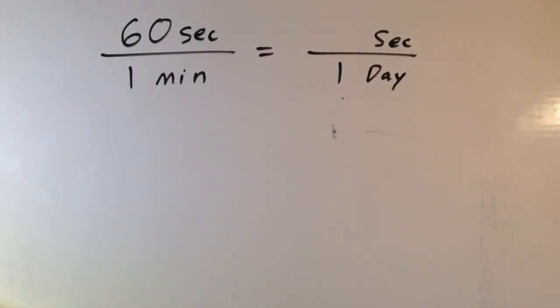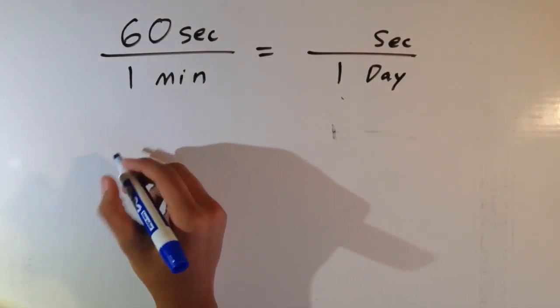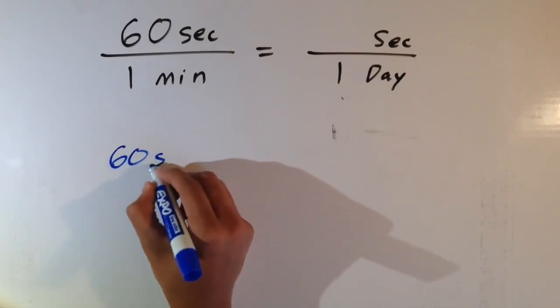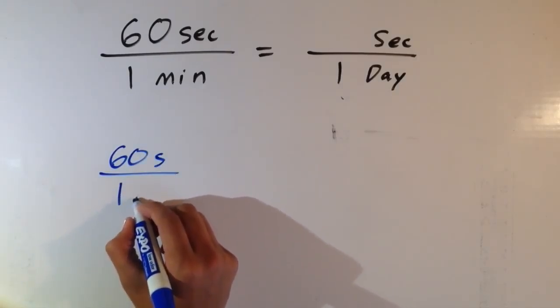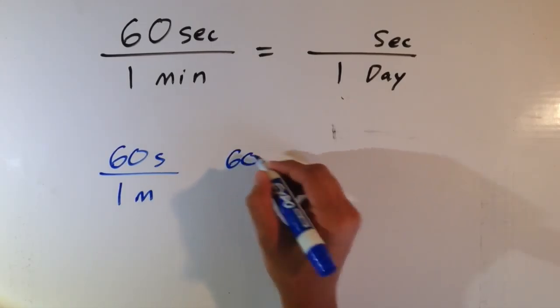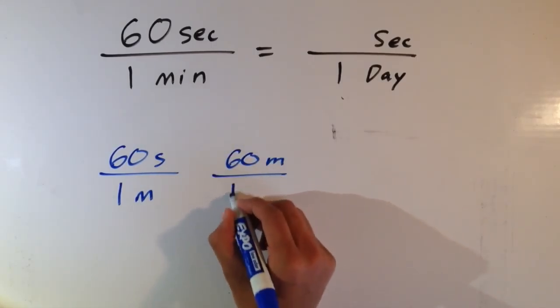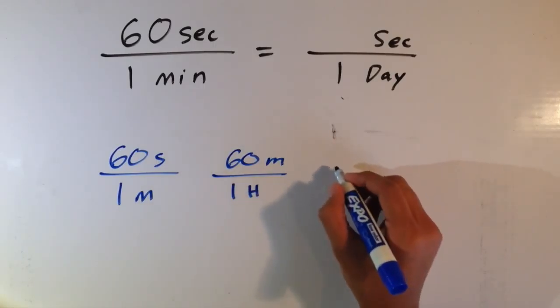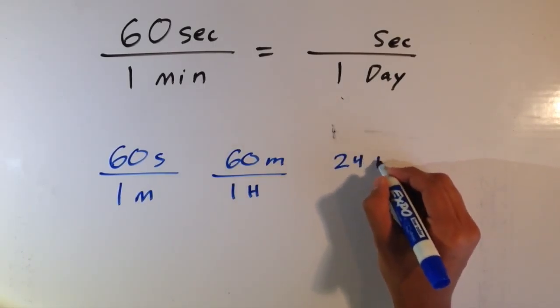So for this next problem, let's convert 60 seconds per minute into seconds per day. For this problem, we can see that we're only going to be needing to convert minutes to days, but that's kind of a hard factor to know right off the top of our head. So instead of converting minutes to days, let's convert minutes to hours to days to slow that conversion down a little bit so it's more manageable.